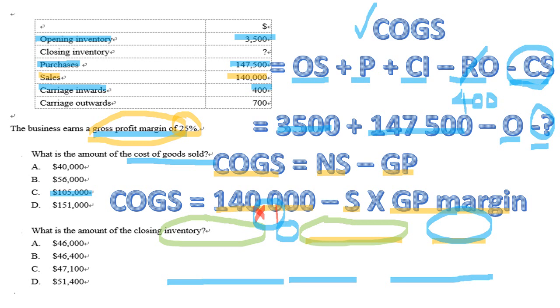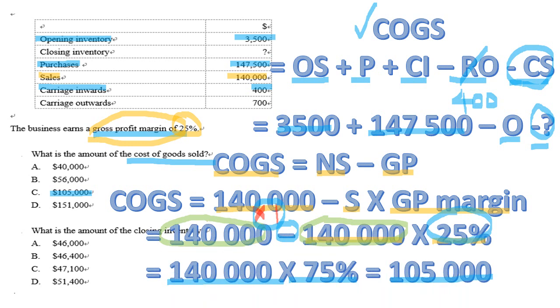Cost of goods sold can also be calculated as the difference between net sales and gross profit: net sales minus gross profit. Net sales means sales minus returns inwards. We don't have returns inwards, so net sales is equal to $140,000, while gross profit is equal to net sales times gross profit margin. We have the sales of $140,000 and a gross profit margin of 25%.